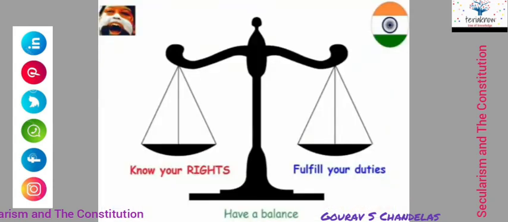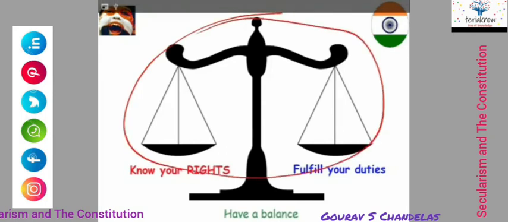Now, as we know by looking at this picture: know your rights, fulfill your duties. Then we will have a balance. So for the balancing, it is important to know your rights and fulfill your duties. Understood? Then only it will be in equilibrium. Everything will be on the same track, whatever were the desires and goals of the freedom fighters. Understood?